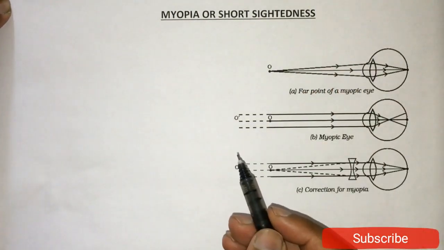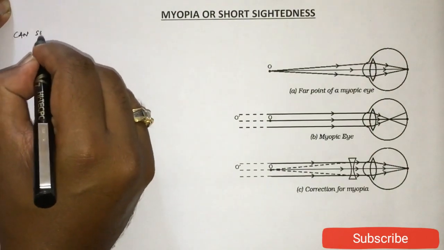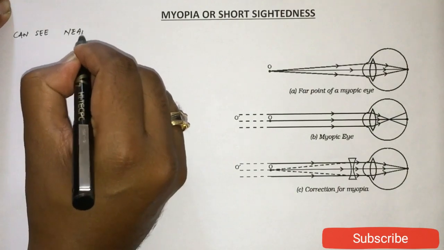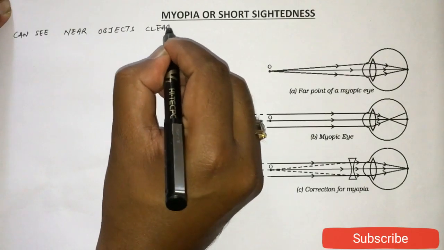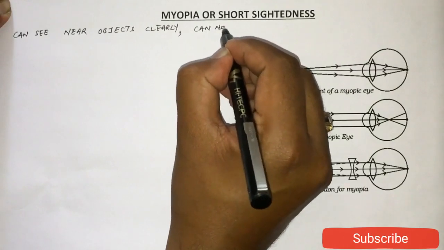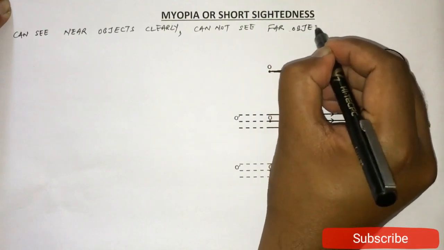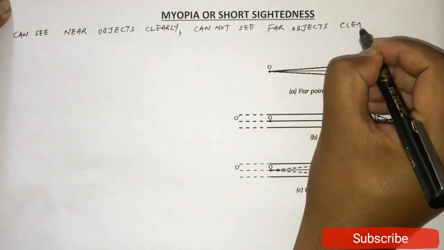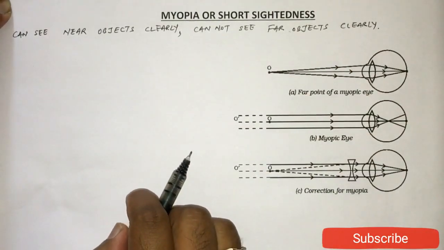Now, what is myopia? Myopia is that defect in which a person can see near objects clearly, but cannot see far objects clearly. So it is a defect in which the person can see near objects clearly, but the far or distant objects are blurred in that case.